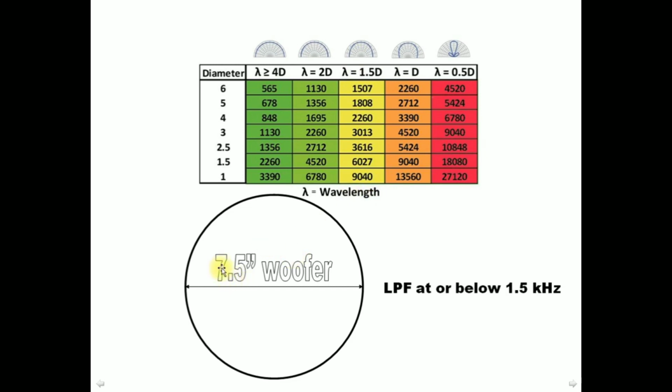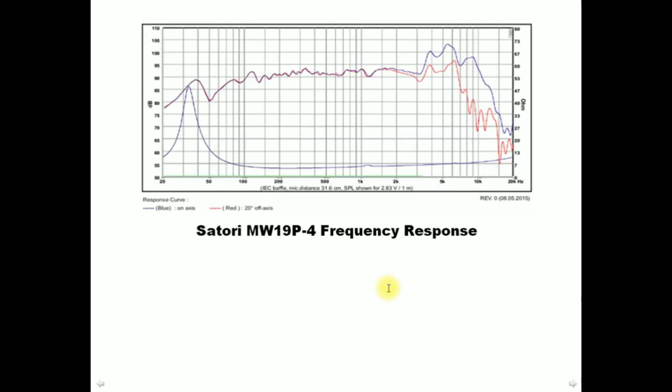So if we look at the Satori 7.5 inch woofer, we would be choosing a low pass filter crossing frequency at or below 1.5 kilohertz. Of course, 7.5 inch diameter is not on the chart, but we can extrapolate and it'll be a good choice. We can do a sanity check on this by also examining the measured frequency response versus SPL. And this is an extremely well-behaved speaker. If we look at what's happening here in the 1K to 2K region, we're not going to encounter any major difficulties.